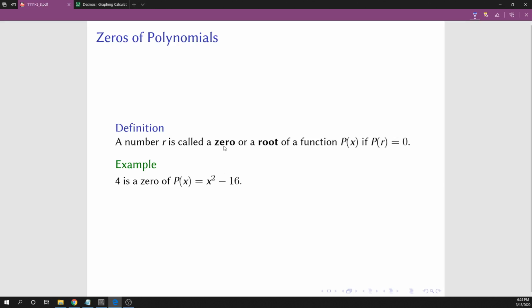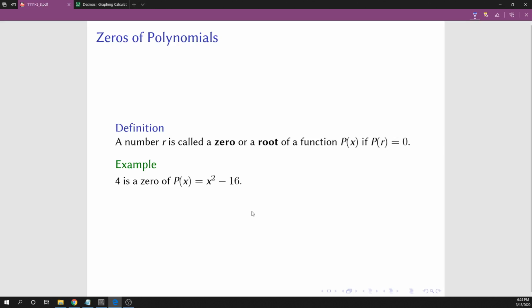Some people are confused by that terminology. They just think about the number zero itself, but that's not really what it's talking about. When we say a zero of a function, we're talking about a number such that when we plug it into the function, we get zero.